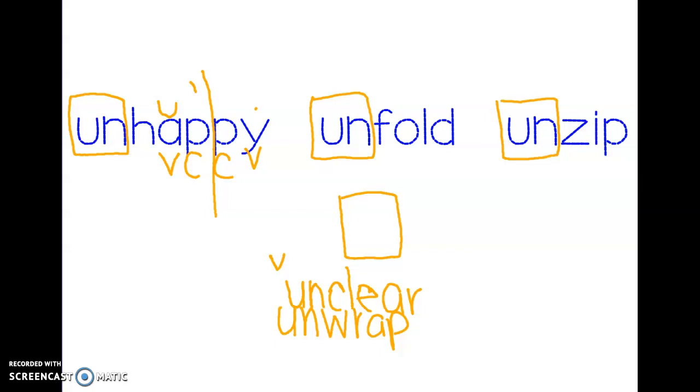Let's look at unfold. I think that the accent mark definitely goes on the root word. Now let's look at my vowel, O. Good job, I think it needs a macron. Now we're done with unfold. Let's look at unzip. I think that we need to put the accent mark on the root word again here. Let's take a look at the vowel. Good job, I think that we need a breve because that's a short vowel. Let's take a look at one more.